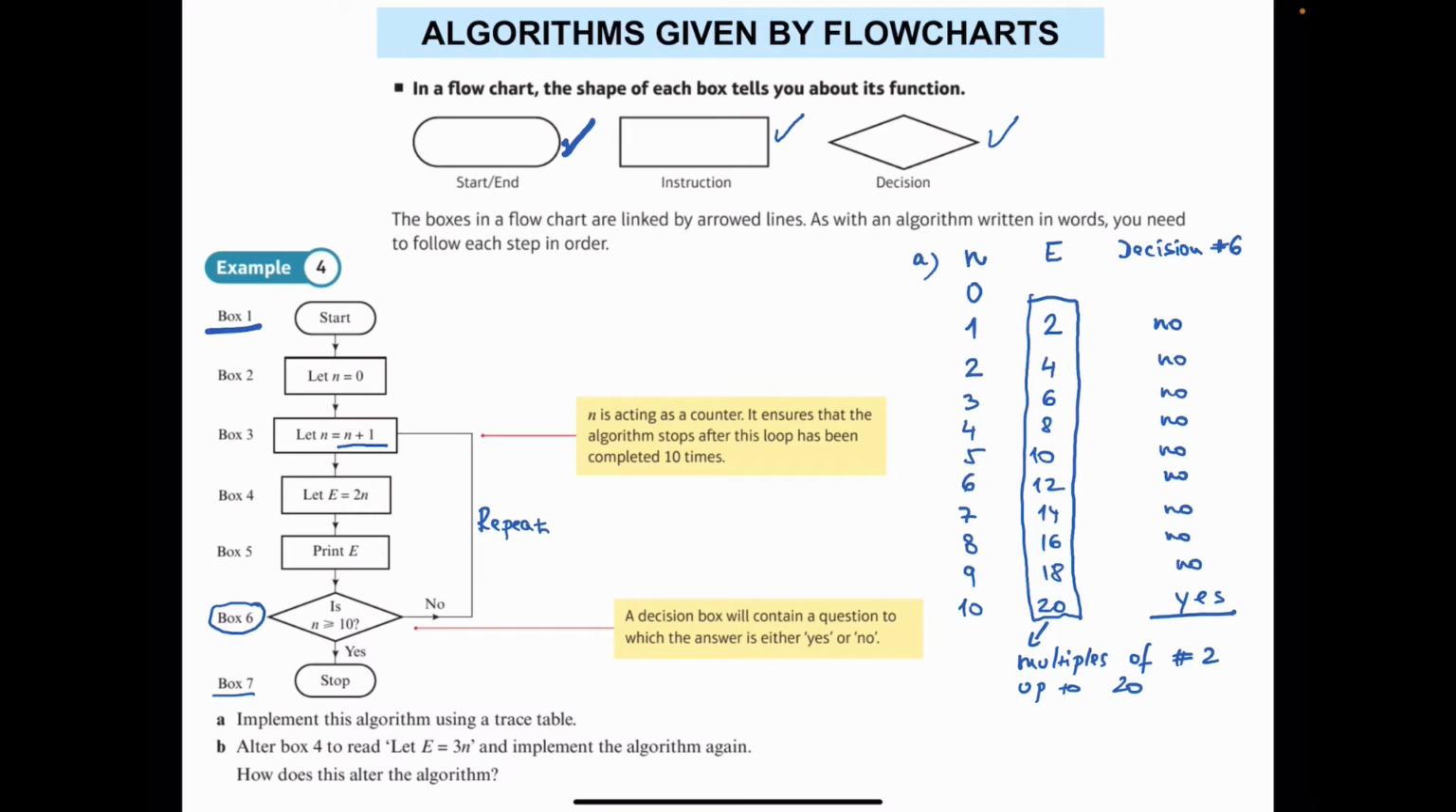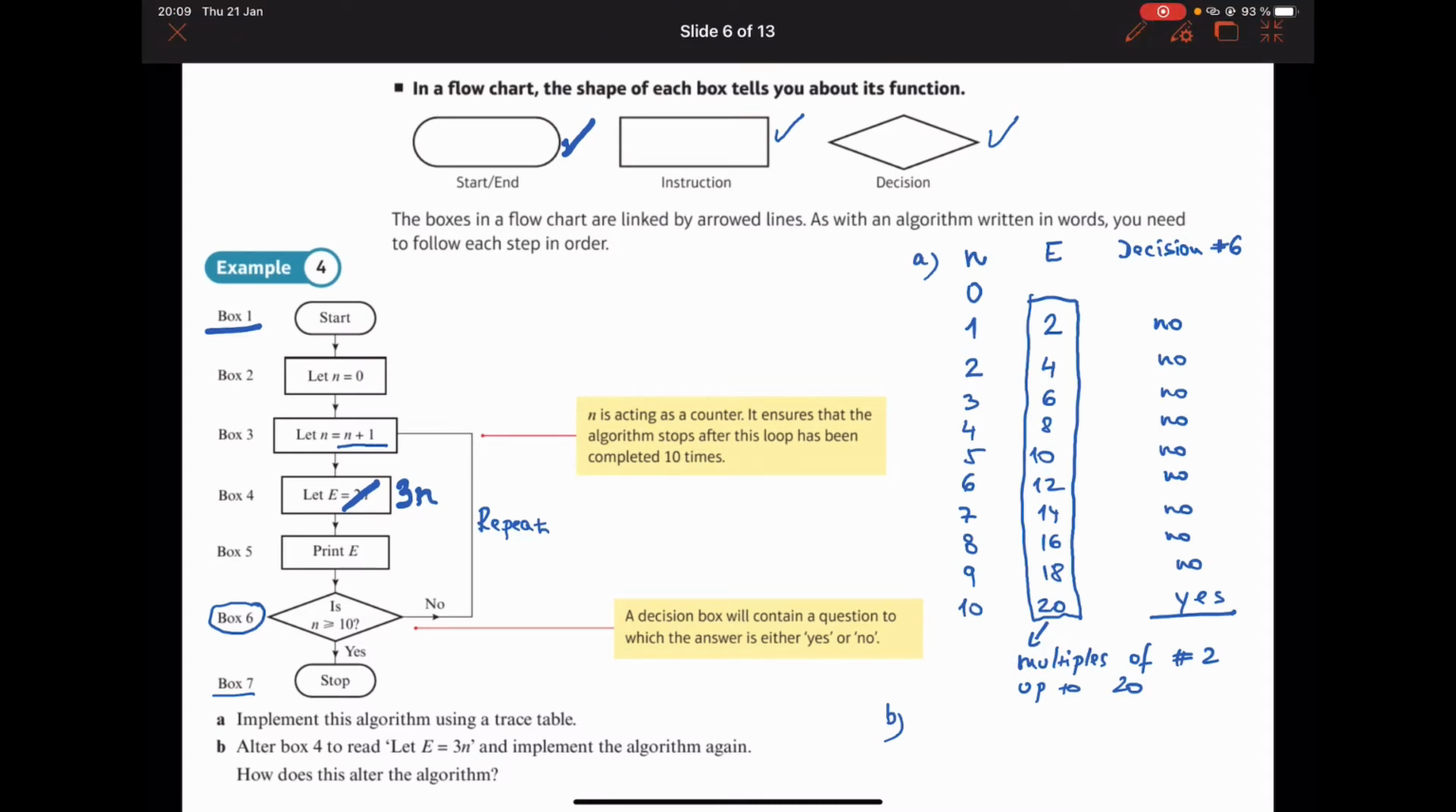Now, in the B case, it says if we alter box 4 to do the 3n. So in here, instead of 2n, I would have 3n there. Well, then obviously, if you're going to repeat the same one, then in the B case, the table would be the same, except the output would be 3, 6, 9, 12, 15, 18, 21, 24, 27, and 30. Okay, so in this case it would be the first 10 multiples of number 3.